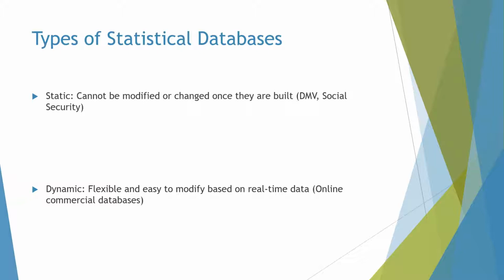Types of statistical databases. There are mainly two types of databases. First type is static. A static database once made cannot be changed. Example, census or DMV data. Dynamic databases change continuously to reflect real-time data. Example, most online databases are dynamic.